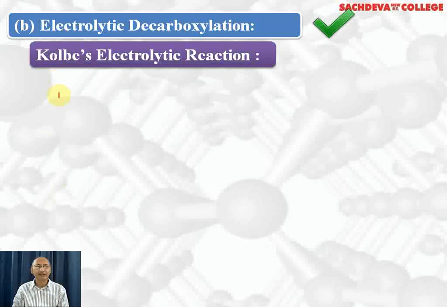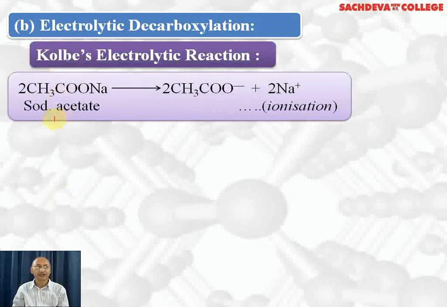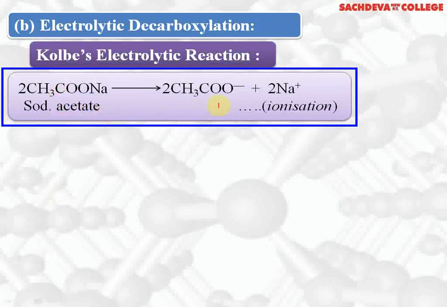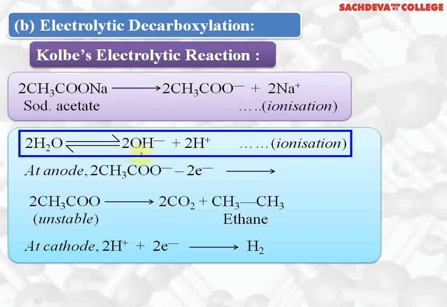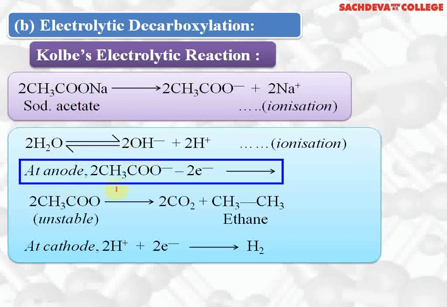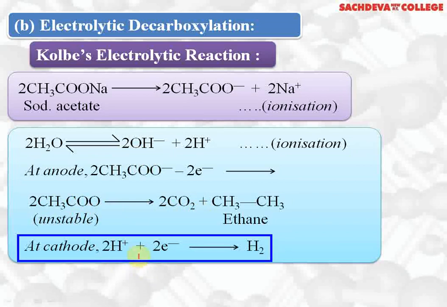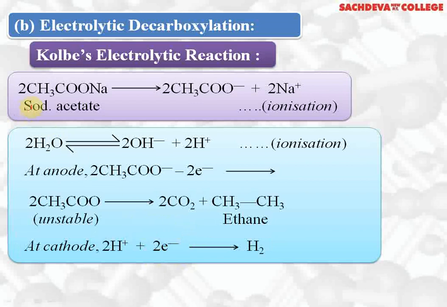Electrolytic decarboxylation, we call it Kolbe's electrolytic method or Kolbe's electrolytic reaction. Aqueous solution of sodium acetate when electrolyzed, we get acetate ion plus sodium ion. Water will change into H ion and OH ion. At anode, acetate ion will lose an electron to form a neutral molecule which decomposes to form carbon dioxide, and ethane is formed. At cathode, H ion will gain an electron, hydrogen gas will be formed. Here remember, hydrocarbons with an even number of carbon atoms can be prepared by this method.